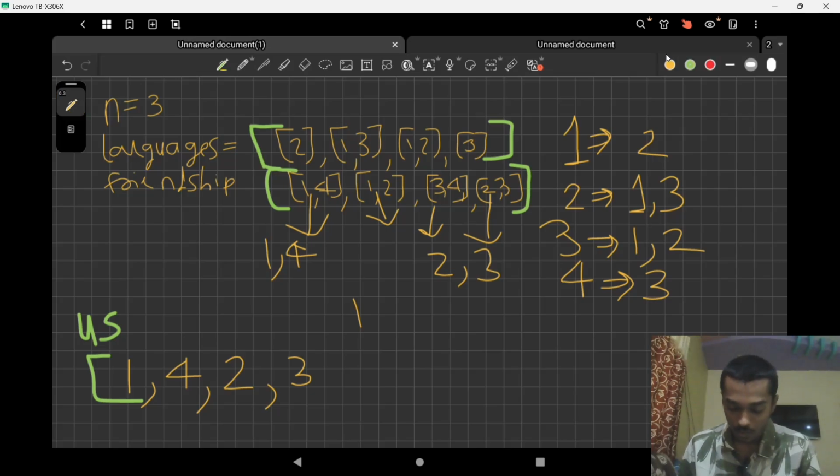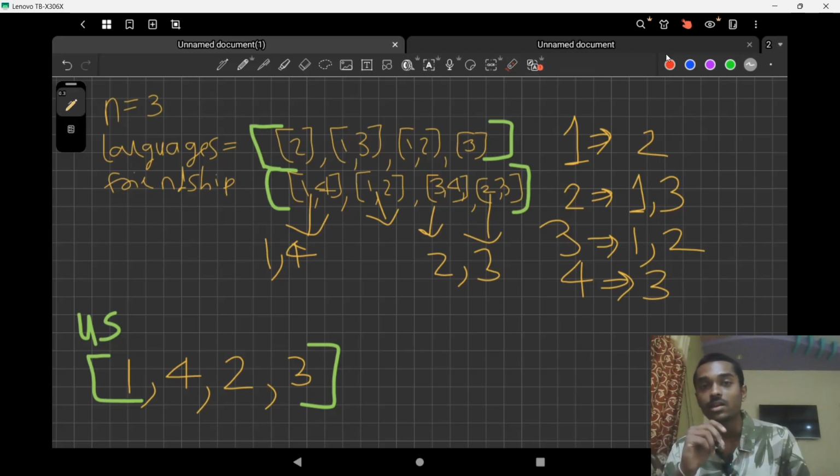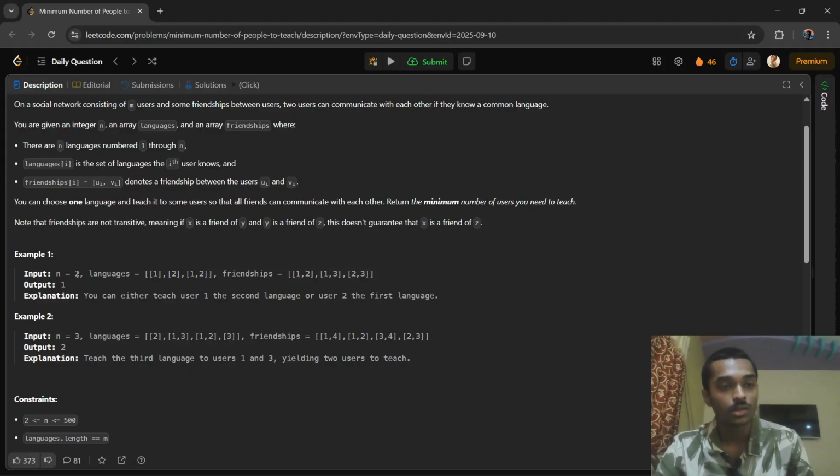So this is the array of sets, these are the unsatisfied users. And in the question they say you can choose only one language. Let me show you. They say you can choose one language and teach it to some users.